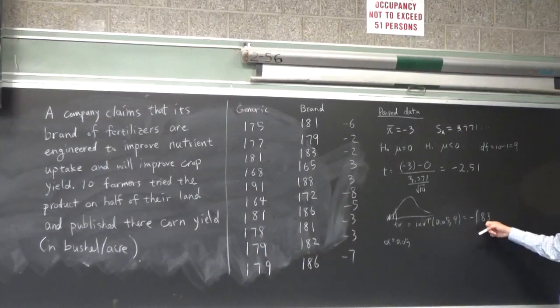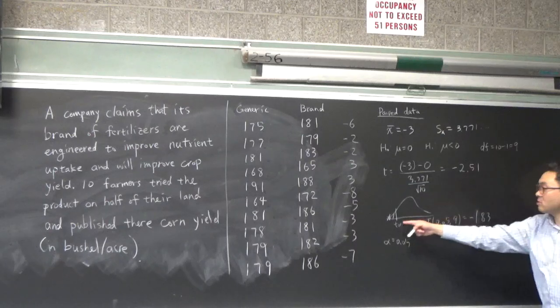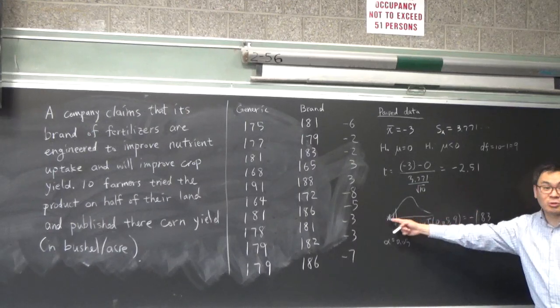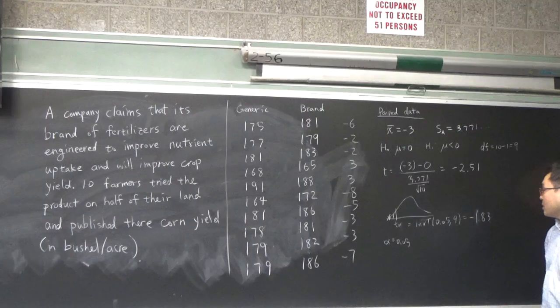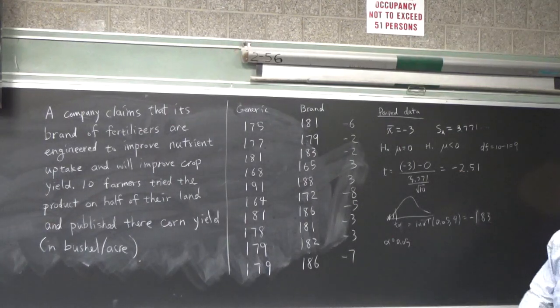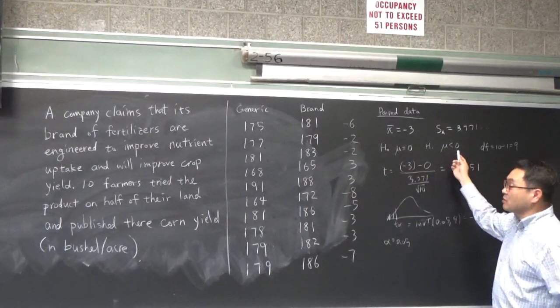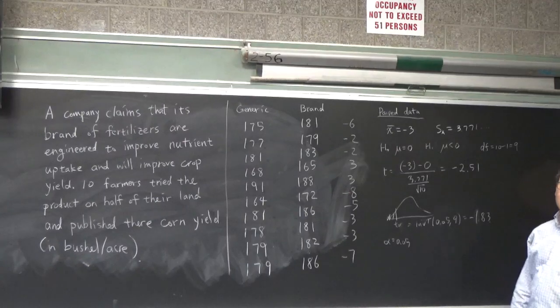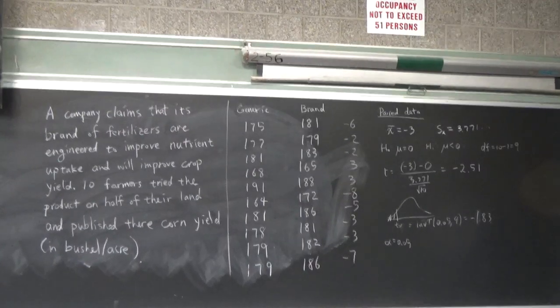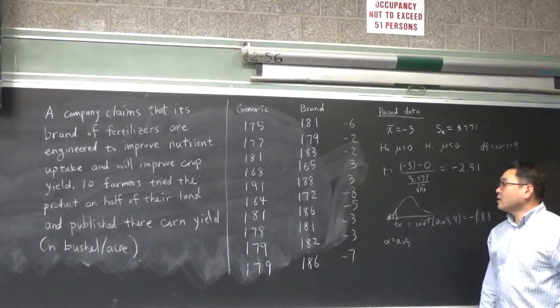All right, so that's the critical value. This negative 2.51 is less, so it belongs to the left side. So definitely, we have proved that the null hypothesis should be false. So we reject the null and accept the alternative, which is to say that there is a difference. Yes, the brand name fertilizer does do something. Okay.